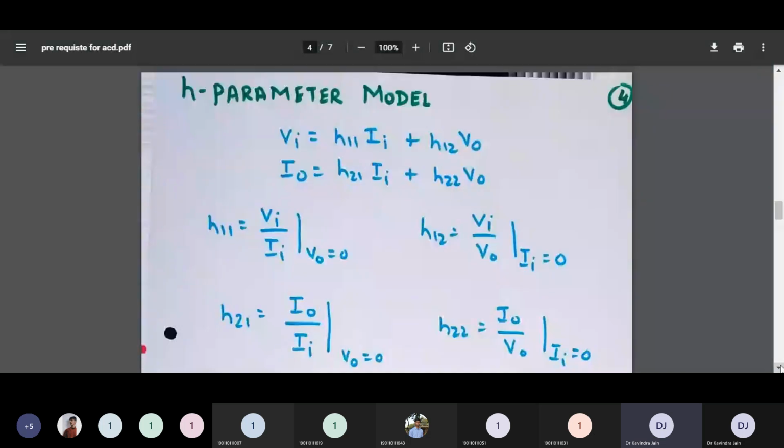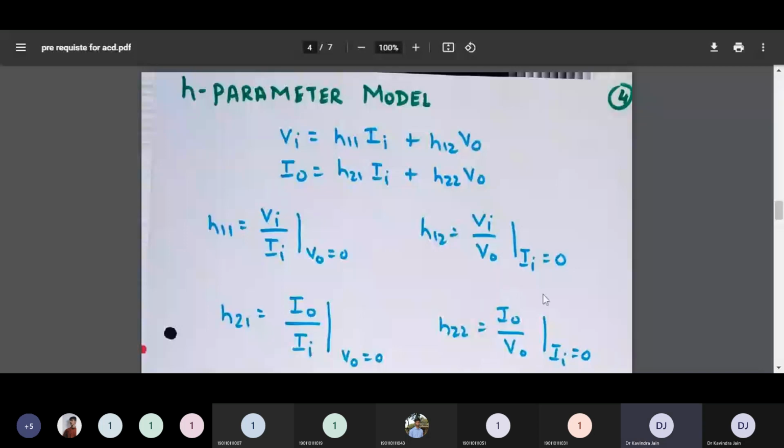These were the formulas that we calculated when we kept Vo is equal to 0 or input current is equal to 0. So for the first case where we considered input current is equal to 0, we calculated these two parameters. What is this? This is inverse voltage gain. What is this? This is output. Any idea what is this formula for?